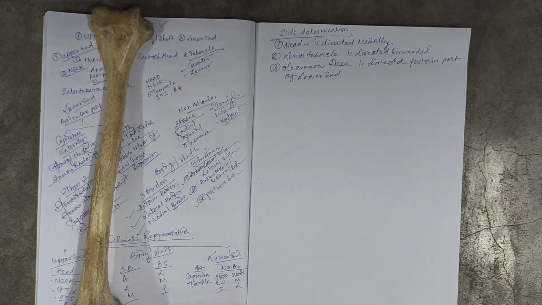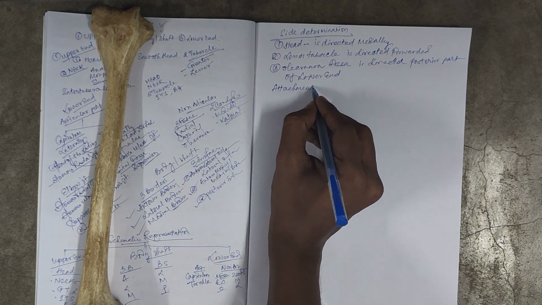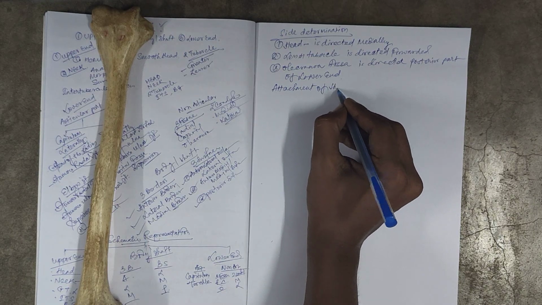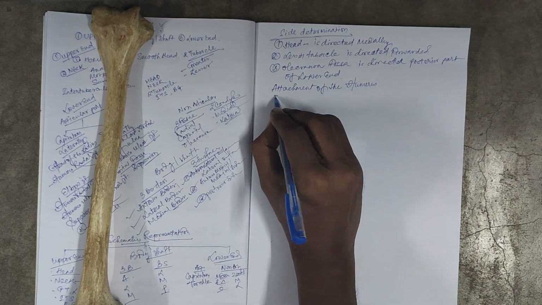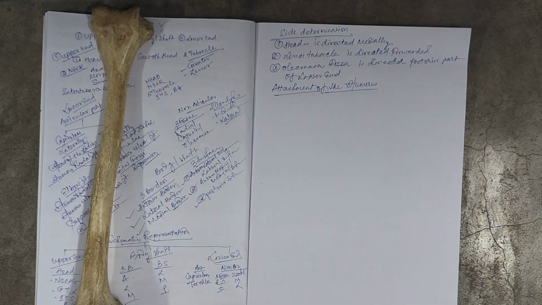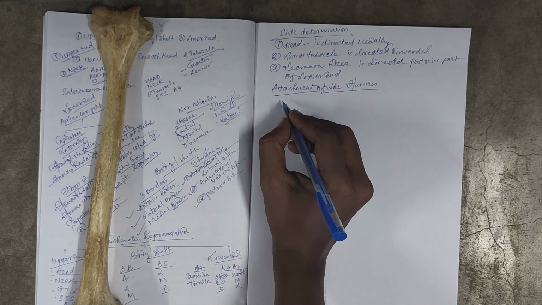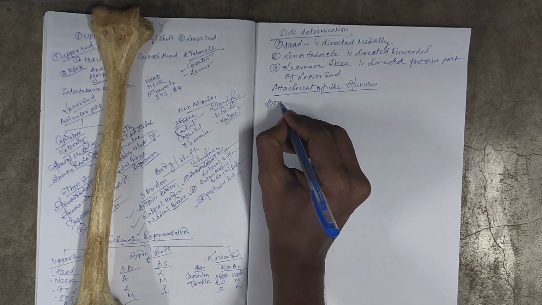Now we will discuss the attachments of the humerus. Attachment is divided into three parts. One is bony attachment, one is muscular attachment. So first of all, we will discuss the bony attachment.